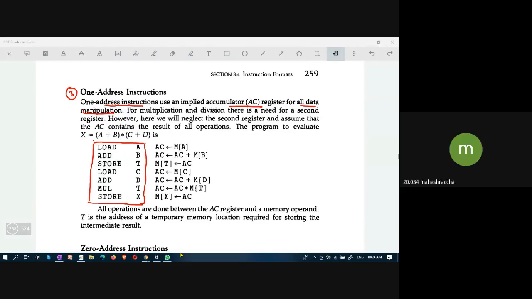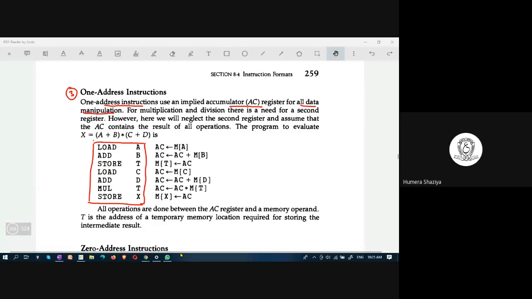Contents in accumulator and memory address are stored in accumulator. Add D means the contents in accumulator and memory are added and then stored in accumulator. Very good. MUL means multiply. Multiply T means multiply the contents of T with the accumulator and then store in the accumulator.